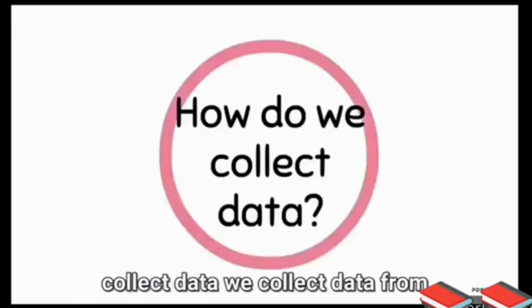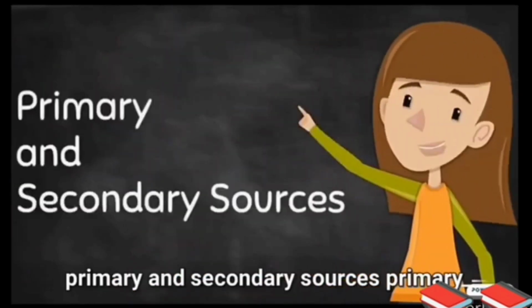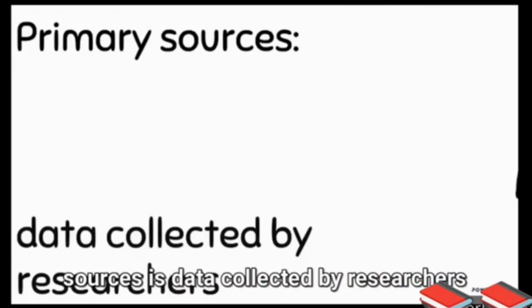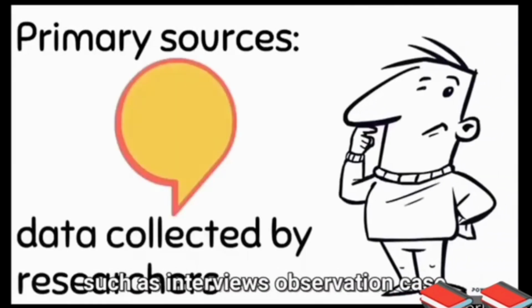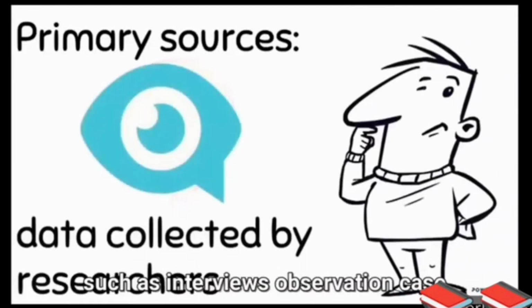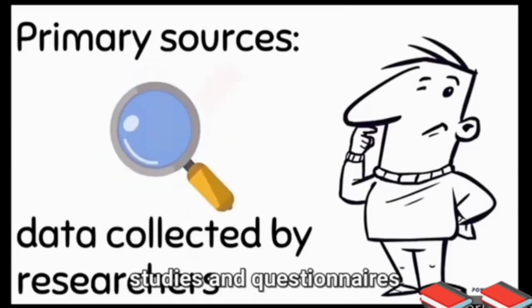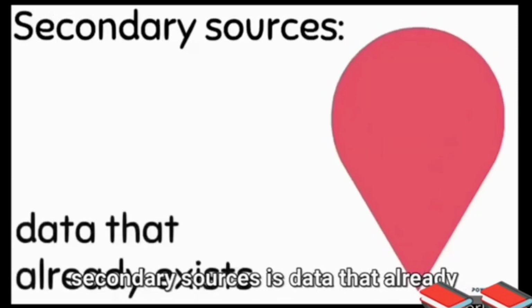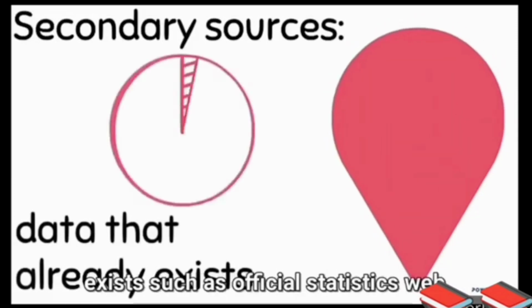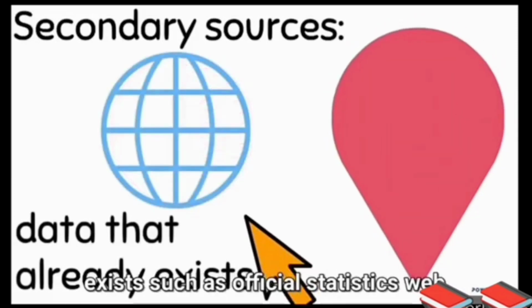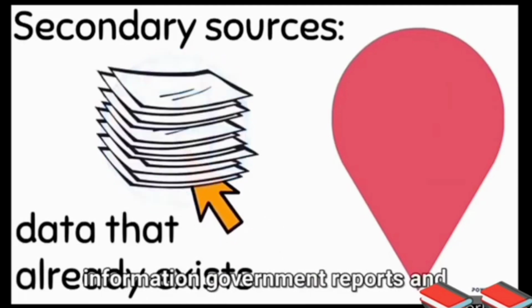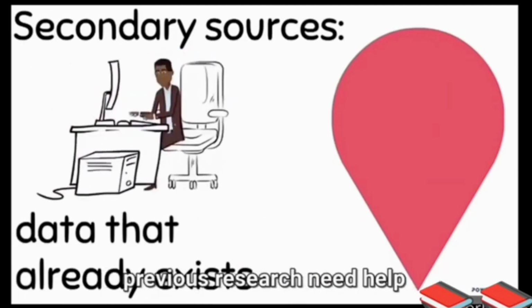Finally, how do we collect data? We collect data from primary and secondary sources. Primary sources is data collected by researchers, such as interviews, observations, case studies, and questionnaires. Secondary sources is data that already exists, such as official statistics, web information, government reports, and previous research.